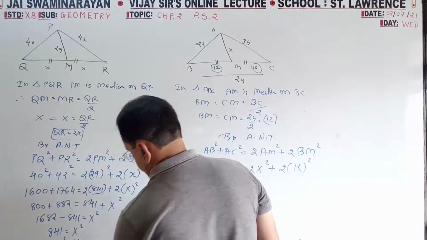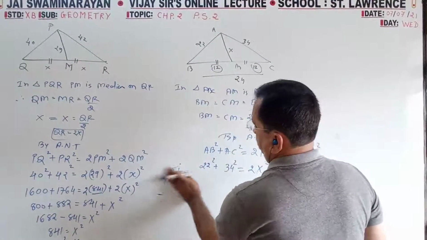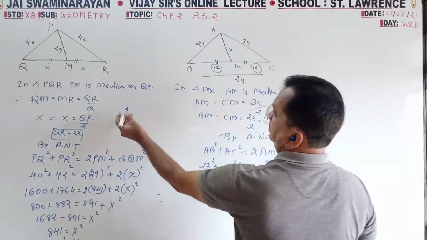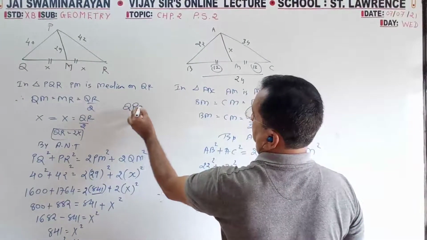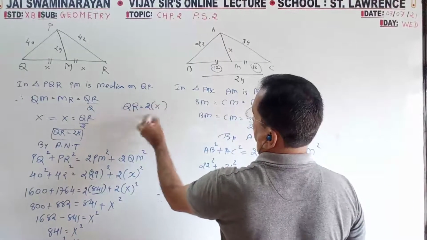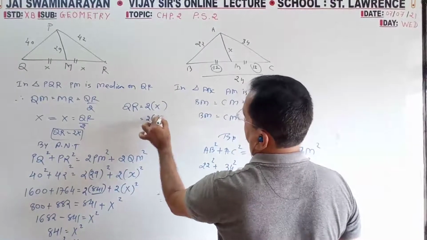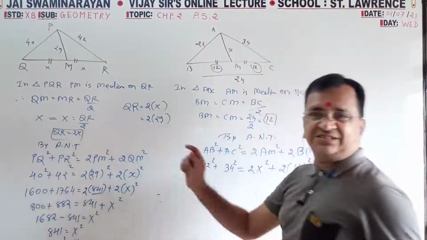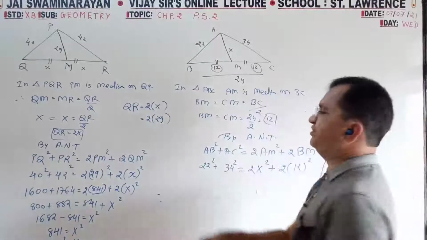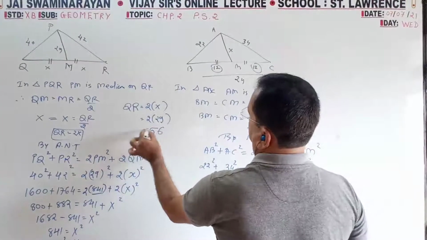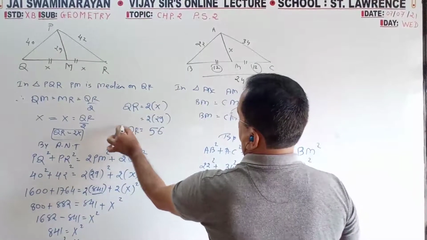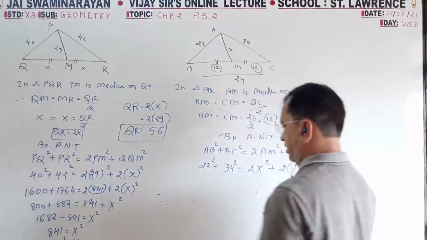But we don't want x. We want QR is equal to double of x, so 2 of 29, 30 less 1, 60 less 2, 58. Like that you have to do the calculation. No need to mug up the table.